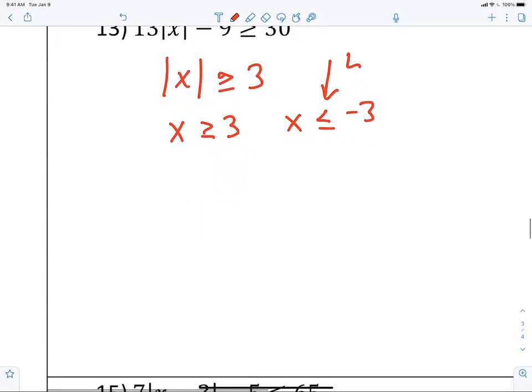All right, so is this an and or an or, people? Or, right? So now I am negative infinity to negative 3 union 3 to infinity. Yes, and I know they're brackets. Thank you.